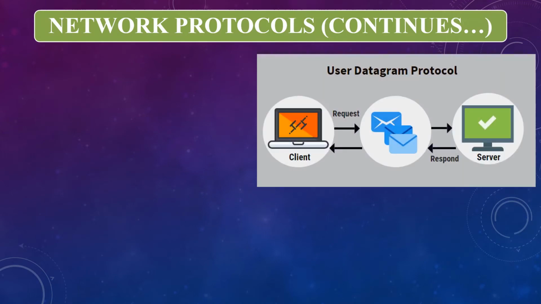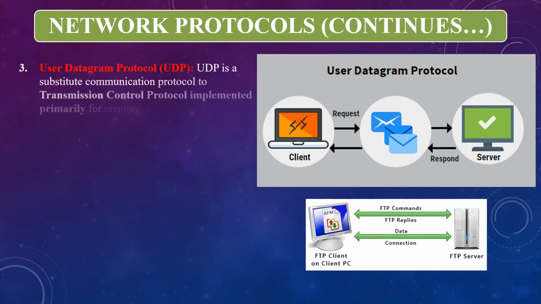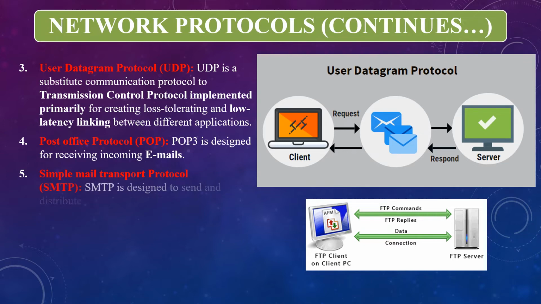Moving forward, let's see some other protocols. First is User Datagram Protocol. UDP is a substitute communication protocol to Transmission Control Protocol. It is implemented primarily for creating loss tolerating and low latency linking between different applications. Next is Post Office Protocol, which is designed for receiving incoming emails. The next is Simple Mail Transport Protocol, which is designed to send and distribute outgoing email.